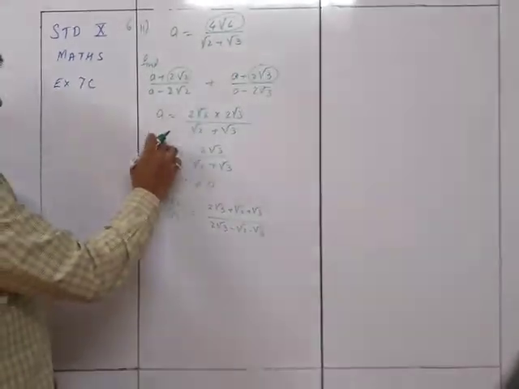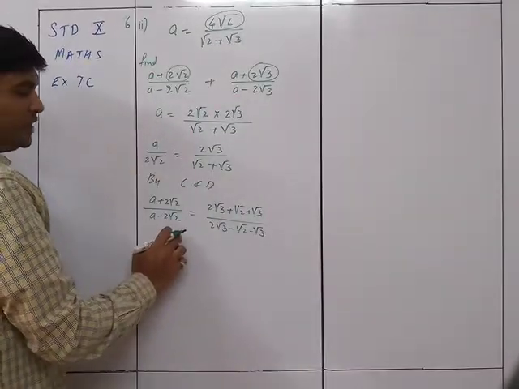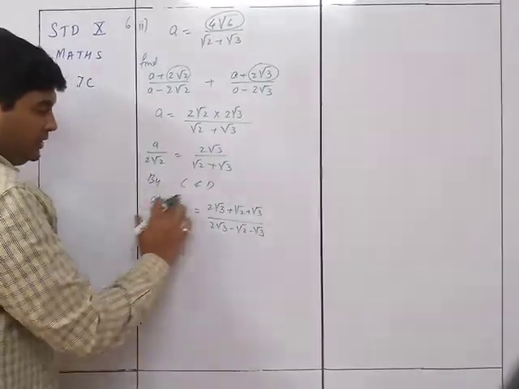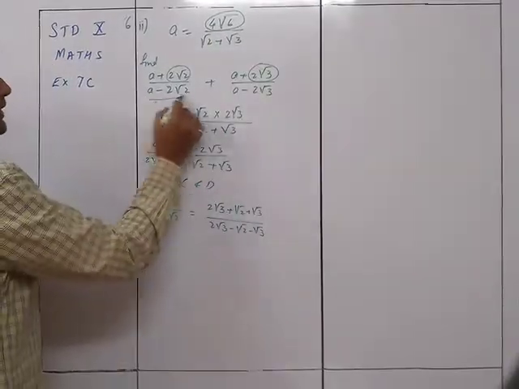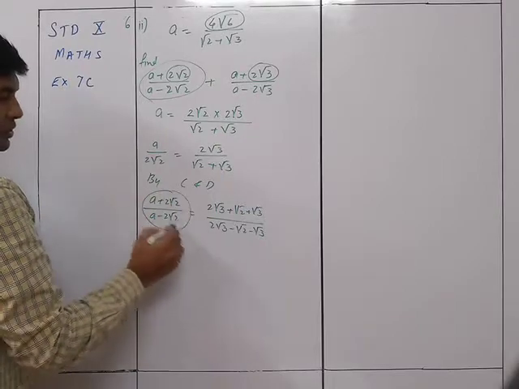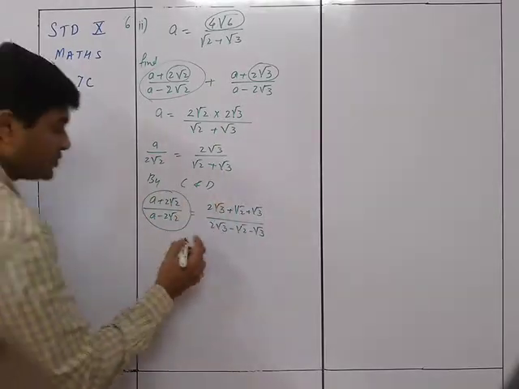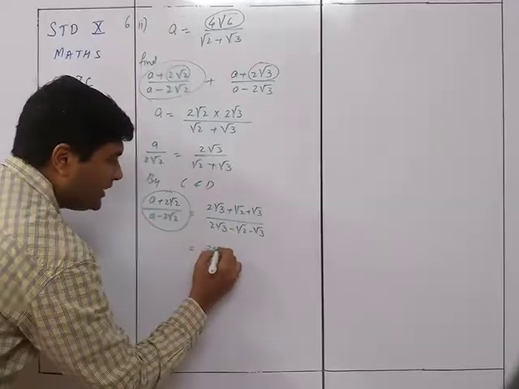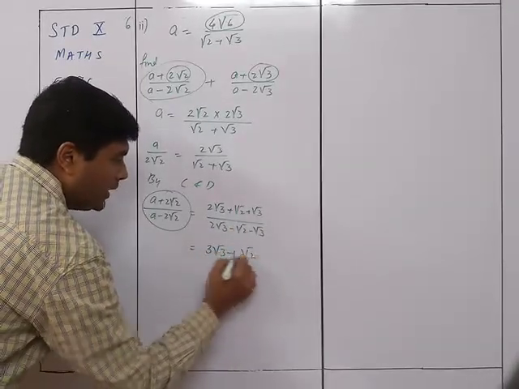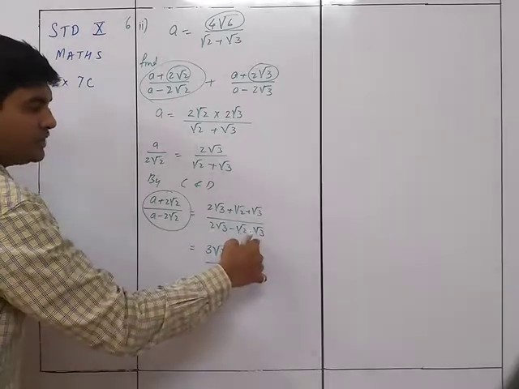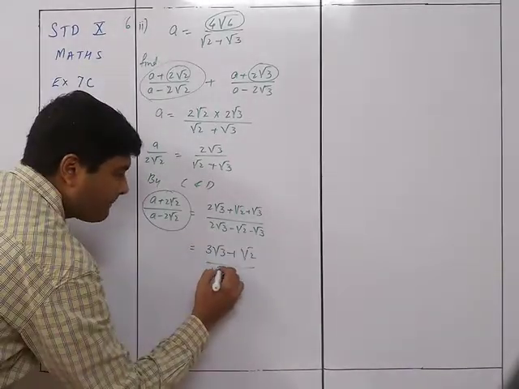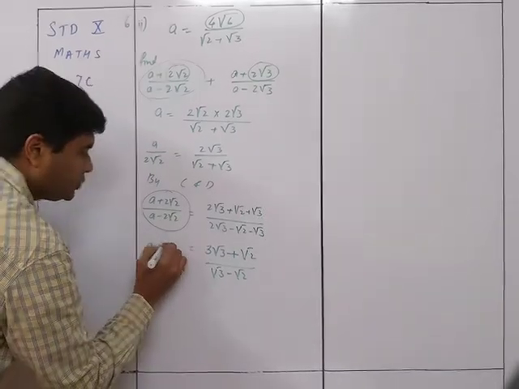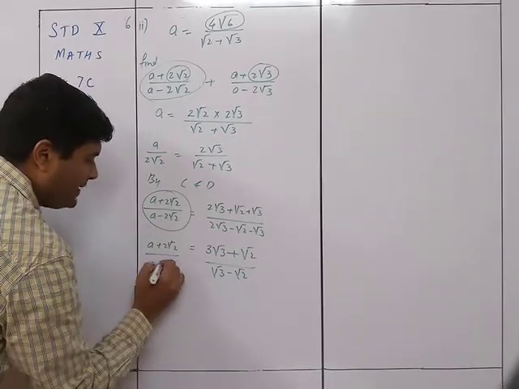Clear? Numerator plus denominator upon numerator minus denominator. Okay? So this is exactly what we wanted over here. So this value is very important for us. So what is that value? That value is root 3 plus root 2, root 3 plus root 3 is 3 root 3 plus root 2, upon 3 root 3 minus root 3 is root 3 minus root 2. This is A plus 2 root 2 upon A minus 2 root 2.